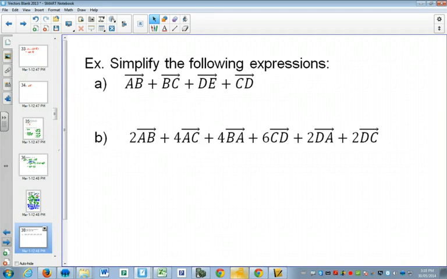Okay, we're starting at A. If you start at A, where do you end up? B. Yep. With these vectors? No. No, you end up at E. You end up at E.